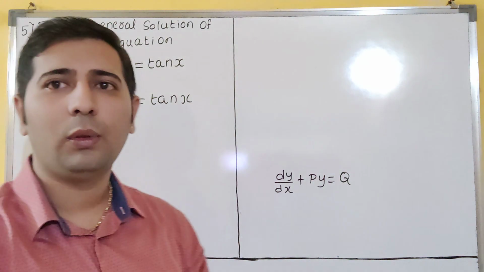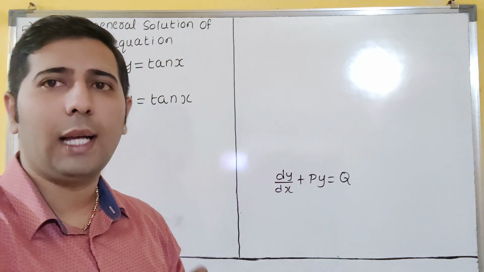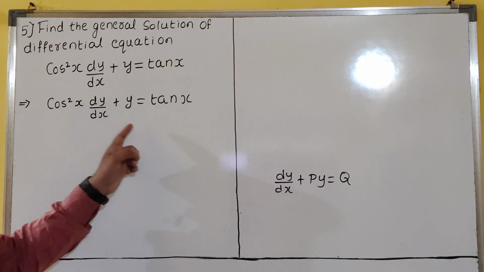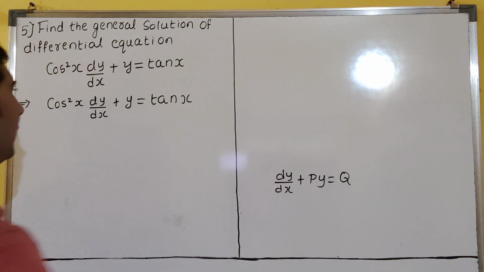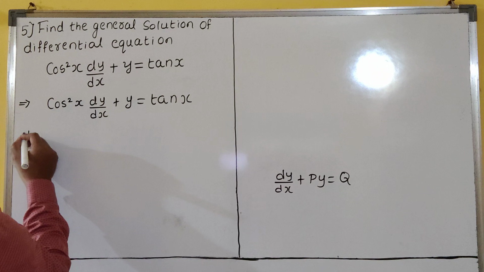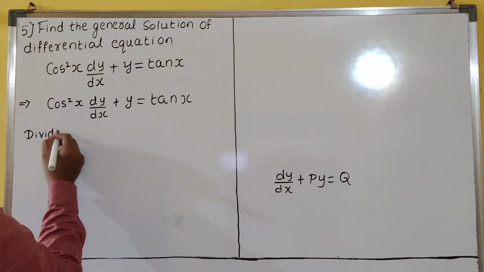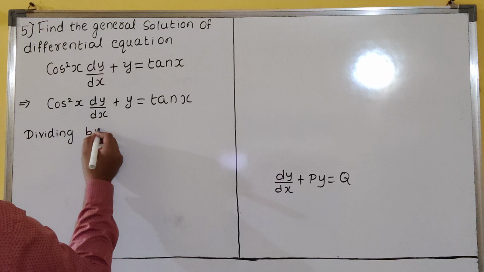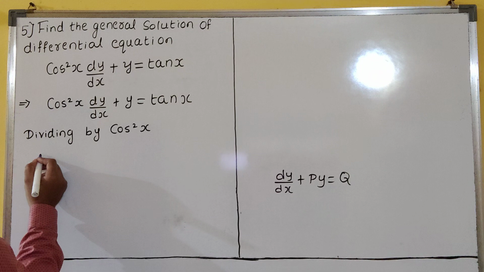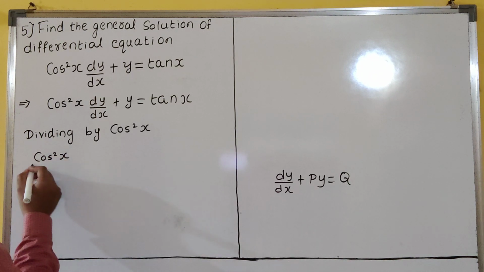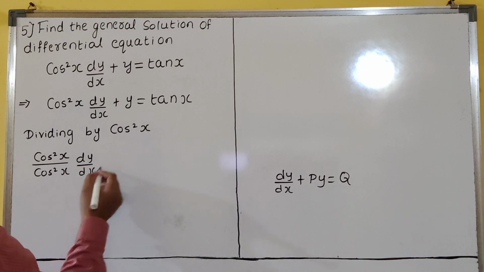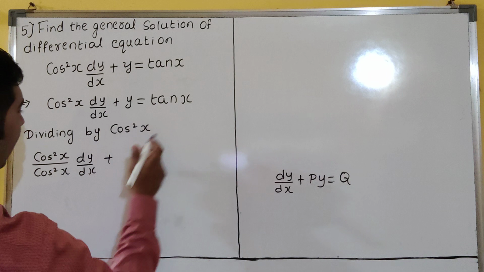So this is not there in this form. So what will we do? We will divide by cos square x. It is not in the form, that's why we will divide by cos square. So dividing by cos square, what you will get, you see: cos square divided by cos square x dy by dx, and it will divide the whole equation, dear students.